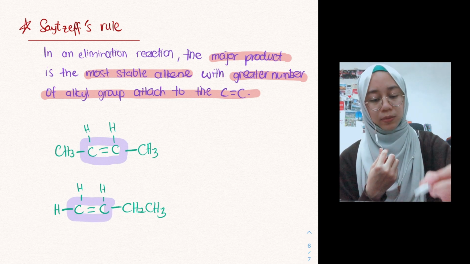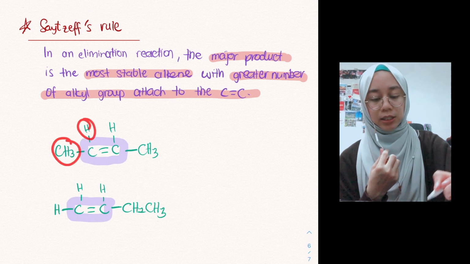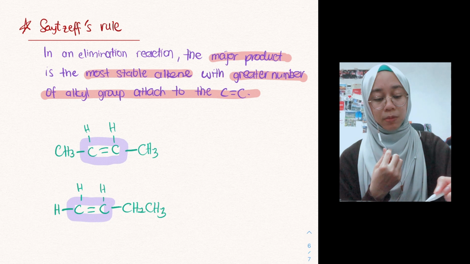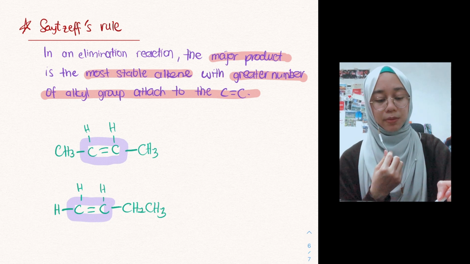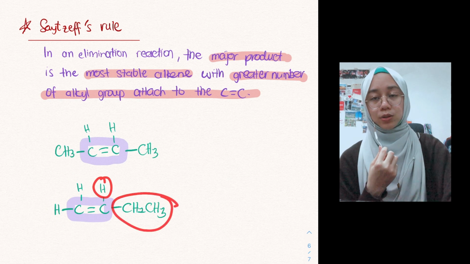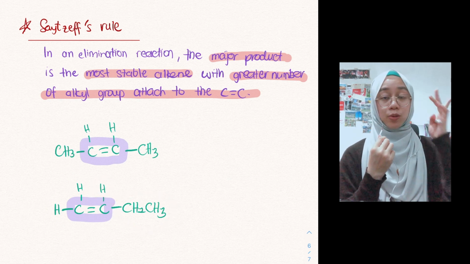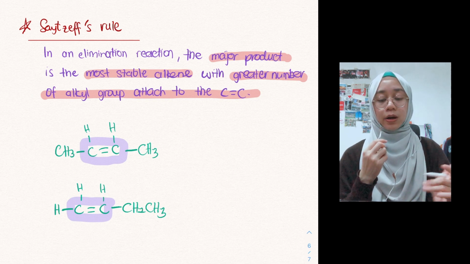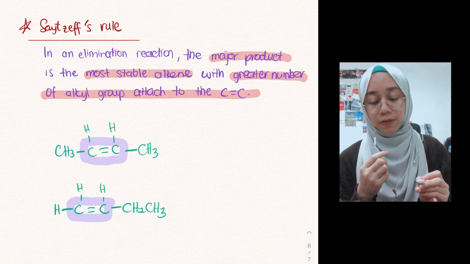Dua group maksud Miss, C yang ni dia ada H dengan CH3 ni, C yang ni dia ada H dengan CH3 kat sini. Kalau kita tengok yang bawah ni pula, C yang sebelah kiri carbon-carbon double bond ni dia ada dua H, yang C yang ni dia ada H dengan CH2 CH3. Jadi masing-masing ada dua group. So now kita nak tengok apa yang maksudkan dengan greater number of alkyl group ni.